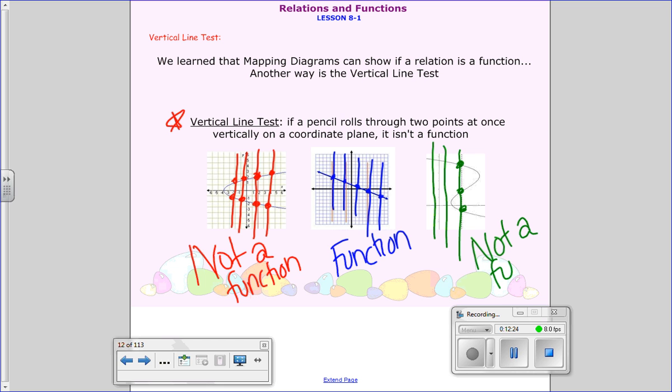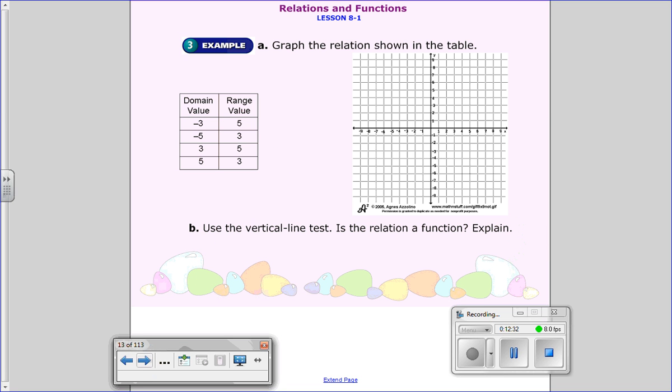All right, so this is what we're going to do. We're going to graph those relations and then do the vertical line test. So I have this one. Part A says graph the relation shown in the table, and then B says to determine if it's a function. So we're going to graph it.